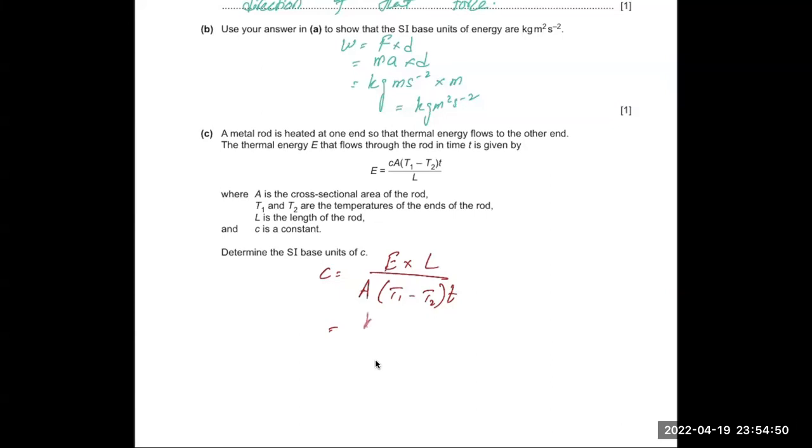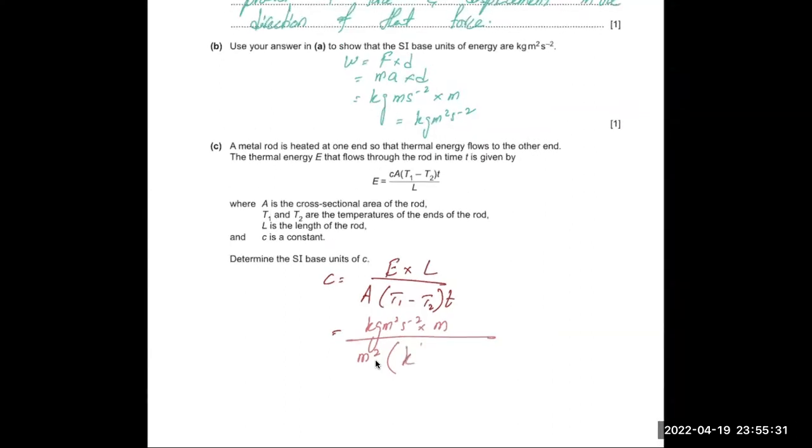Energy is kilogram meter squared per second squared. Length is measured in meters, upon area, which is measured in meter squared. T1 minus T2: T1 is measured in Kelvin, T2 is measured in Kelvin. So T1 minus T2 would also give you Kelvin. You can write it as Kelvin minus Kelvin, as long as you don't make the mistake of canceling these two out. They don't cancel out. Kelvin minus Kelvin would give you Kelvin, because we're talking about the units here. If there's a problem with that, ask right now.